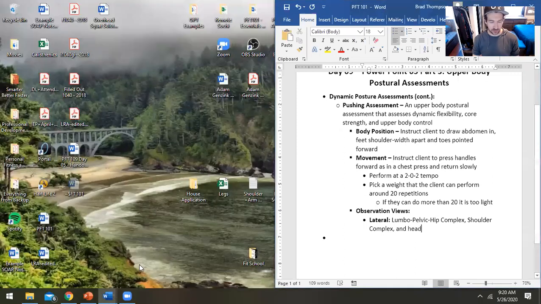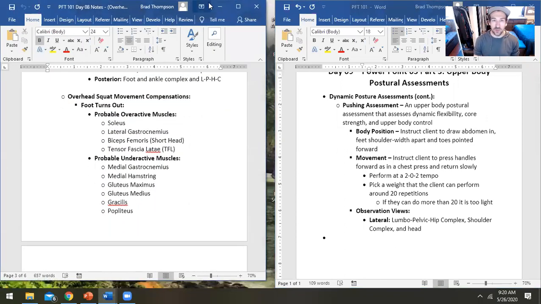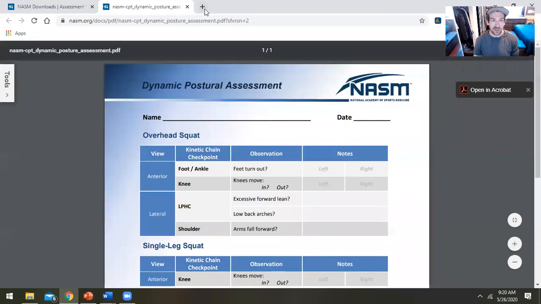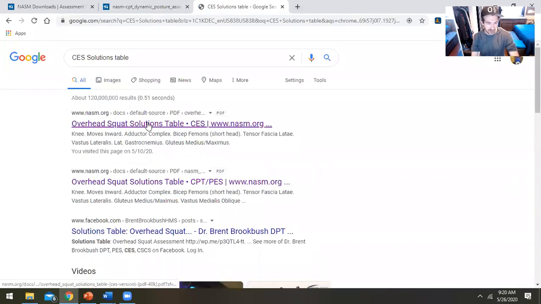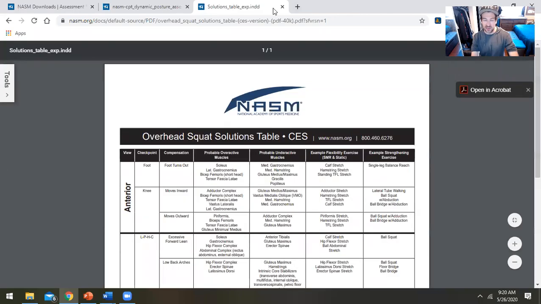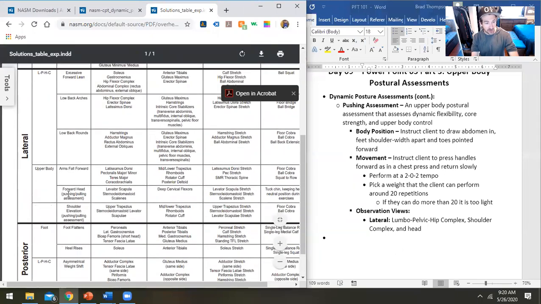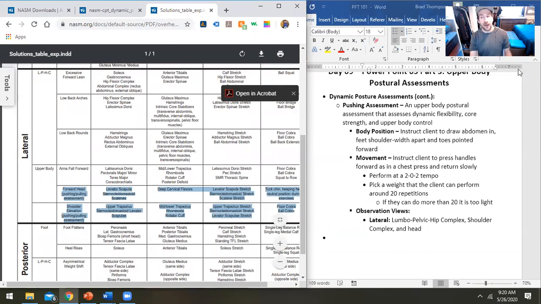So let's go through real quick and look at what those movement compensations mean. We'll get our probable overactive and probable underactive muscles out here. So I've got to open up the CS solutions table. We're going to get this table open again. You'll recognize it from Friday's lesson. If we scroll down, you'll notice that it has the forward head posture and the shoulder elevation from before. And then you're going to see low back arching.